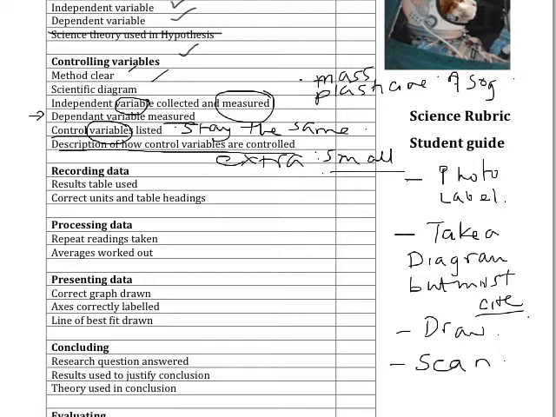Okay, so to sum up, when controlling your variables, when writing a method, it's important that you state your variables and how, with what object you're going to measure them in as much detail as possible.